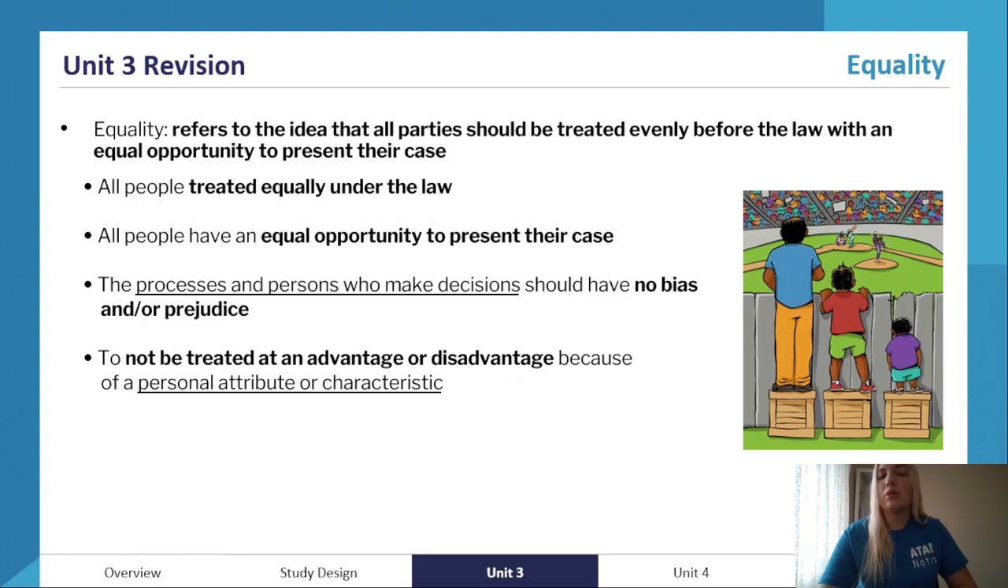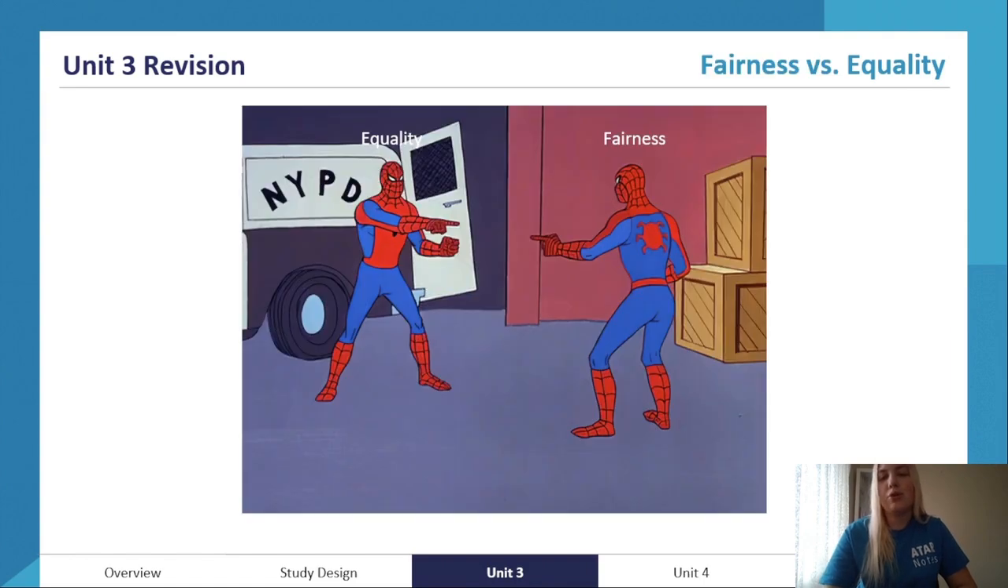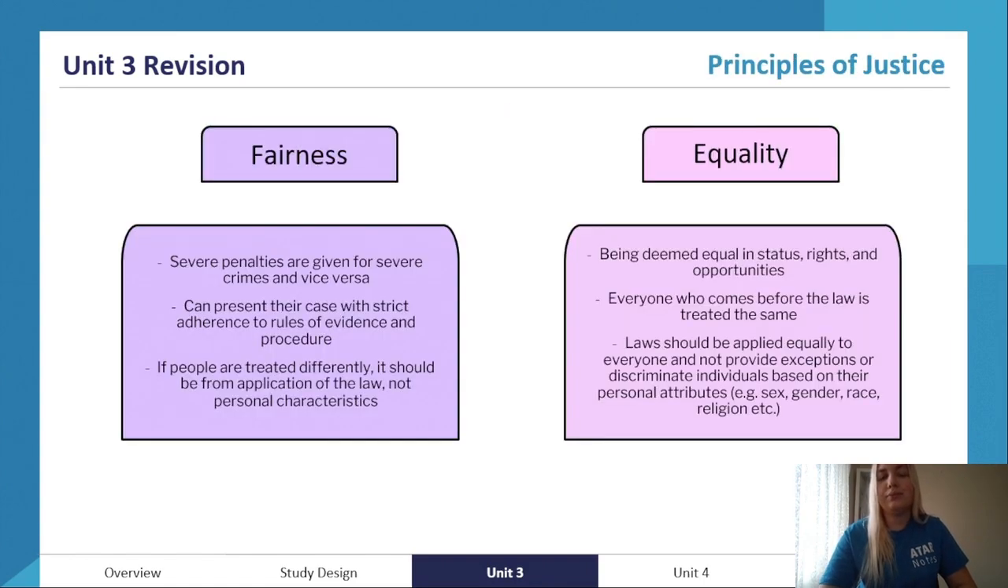So everyone has an equal opportunity to present their case. Court proceedings and processes are formal for everyone, and the same strict rules of evidence and procedure apply to everyone. Processes and persons who make decisions don't have any bias or association with the person, and no one is treated at an advantage or disadvantage. Everyone is equal. So don't confuse equality and fairness. So here is a comparison table showing you fairness versus equality.